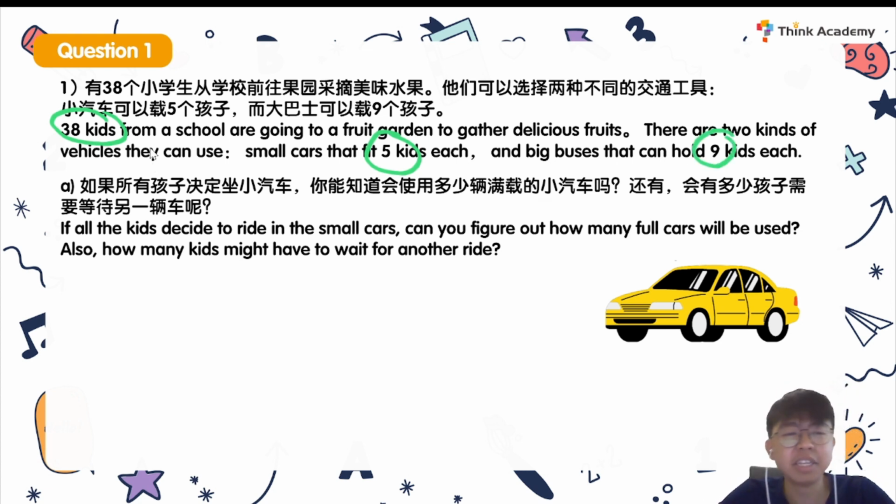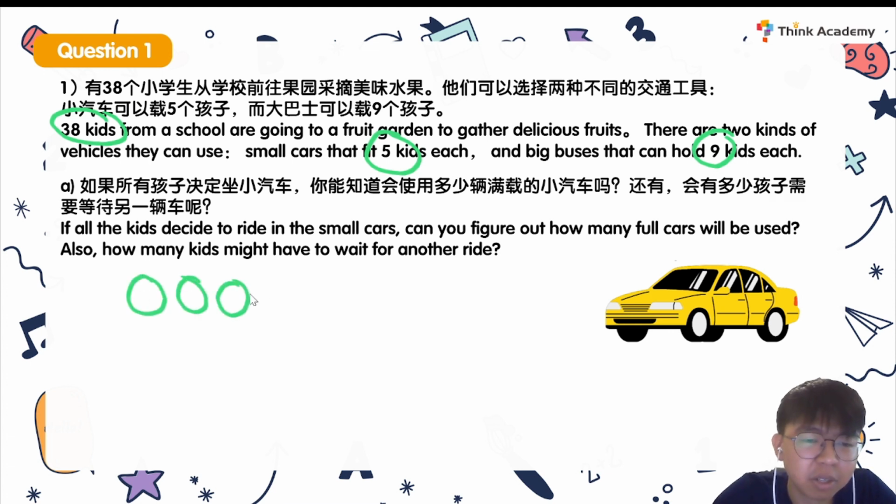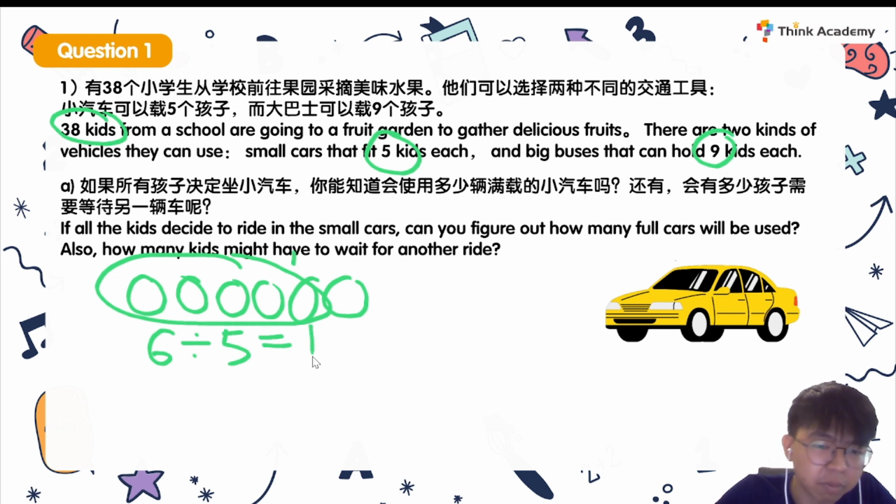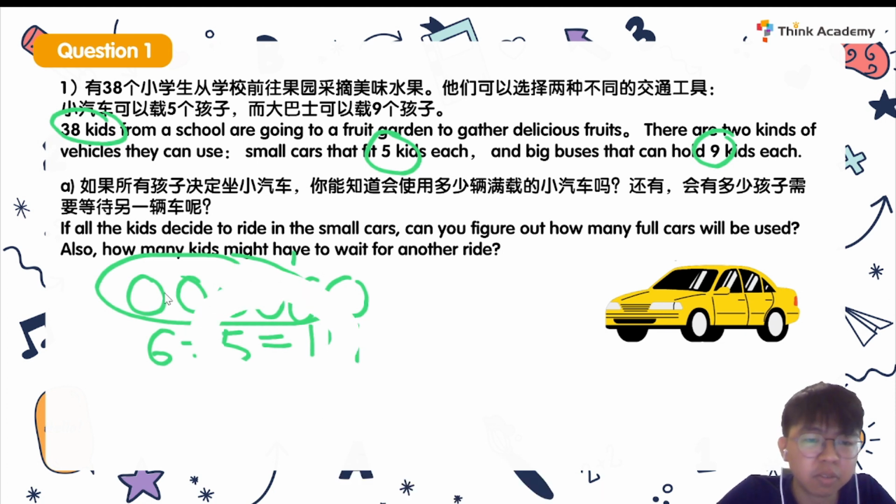So 38 here is a big number, right? So imagine we have only 6 kids now. 1, 2, 3, 4, 5, and 6. And here, the total number is 6, right? And in one car, only 5 kids can fit. So we need to divide by how many? 5, right? Because there are 5 kids in a group. And we'll get one group here. So we can write one group with a remainder of 1 kid. Yes, good job. So now, how about this question?